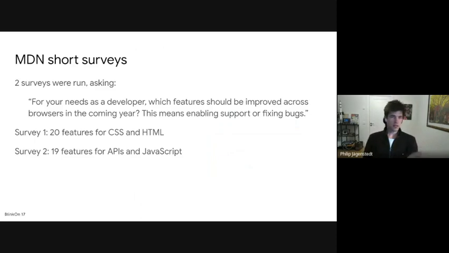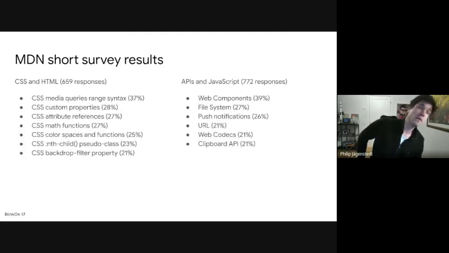So the question we asked there, you could see it on the previous slide as well, but bigger text. We asked which features should be improved across browsers in the coming year. So we didn't tell people about Interop 2023 or anything. We just asked, here are a bunch of things, which ones resonate more with you? And here are the results.